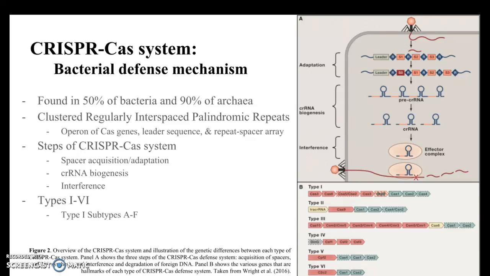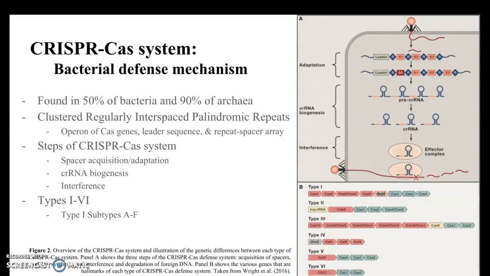In approximately 50% of bacteria and nearly all archaea, there is a bacterial defense mechanism called a CRISPR-Cas system. The system is similar to adaptive immunity in mammals and allows for the bacterium to build up a memory against previous viral infections. CRISPR stands for Clustered Regularly Interspaced Palindromic Repeats, and Cas stands for CRISPR-associated proteins. The CRISPR array is an operon composed of the Cas genes and a leader sequence, followed by palindromic repeats separated by spacers, which are derived from DNA of previous infections.